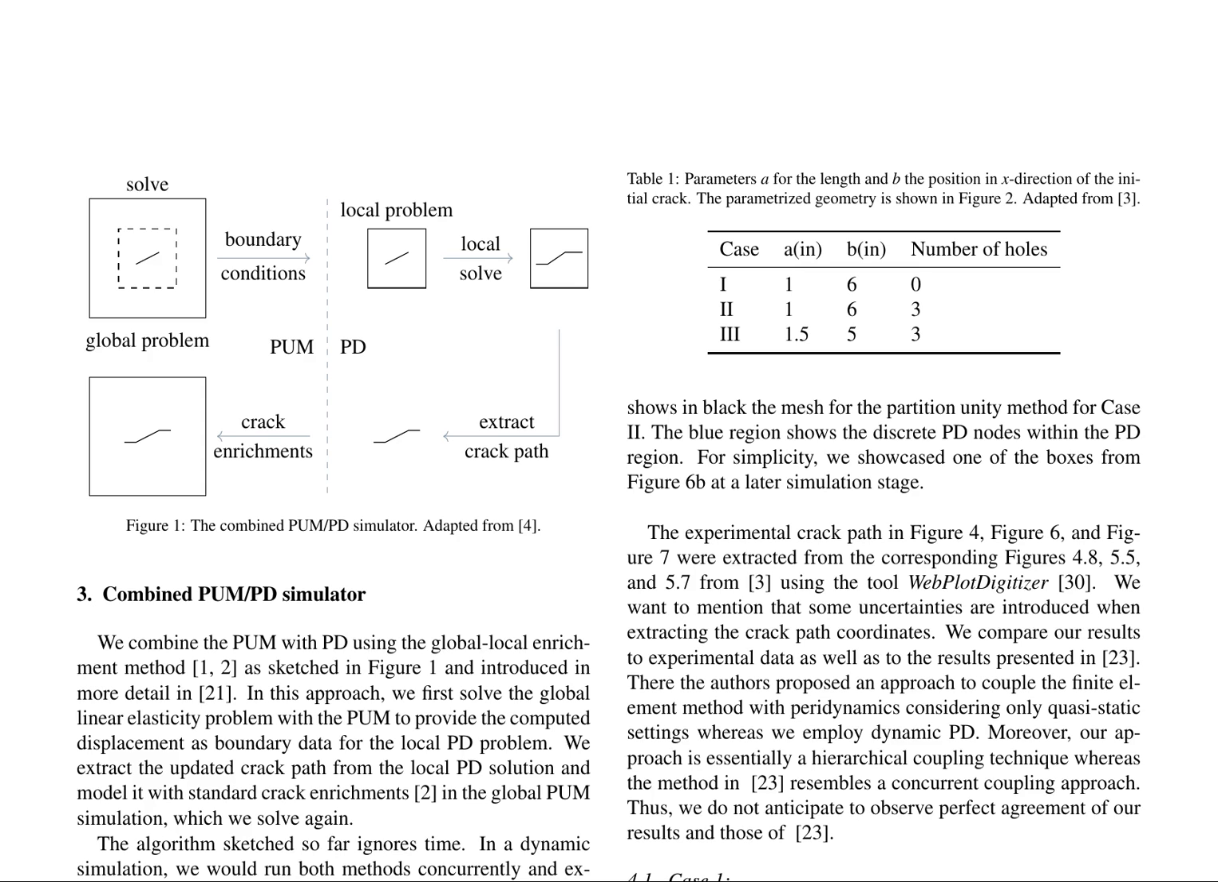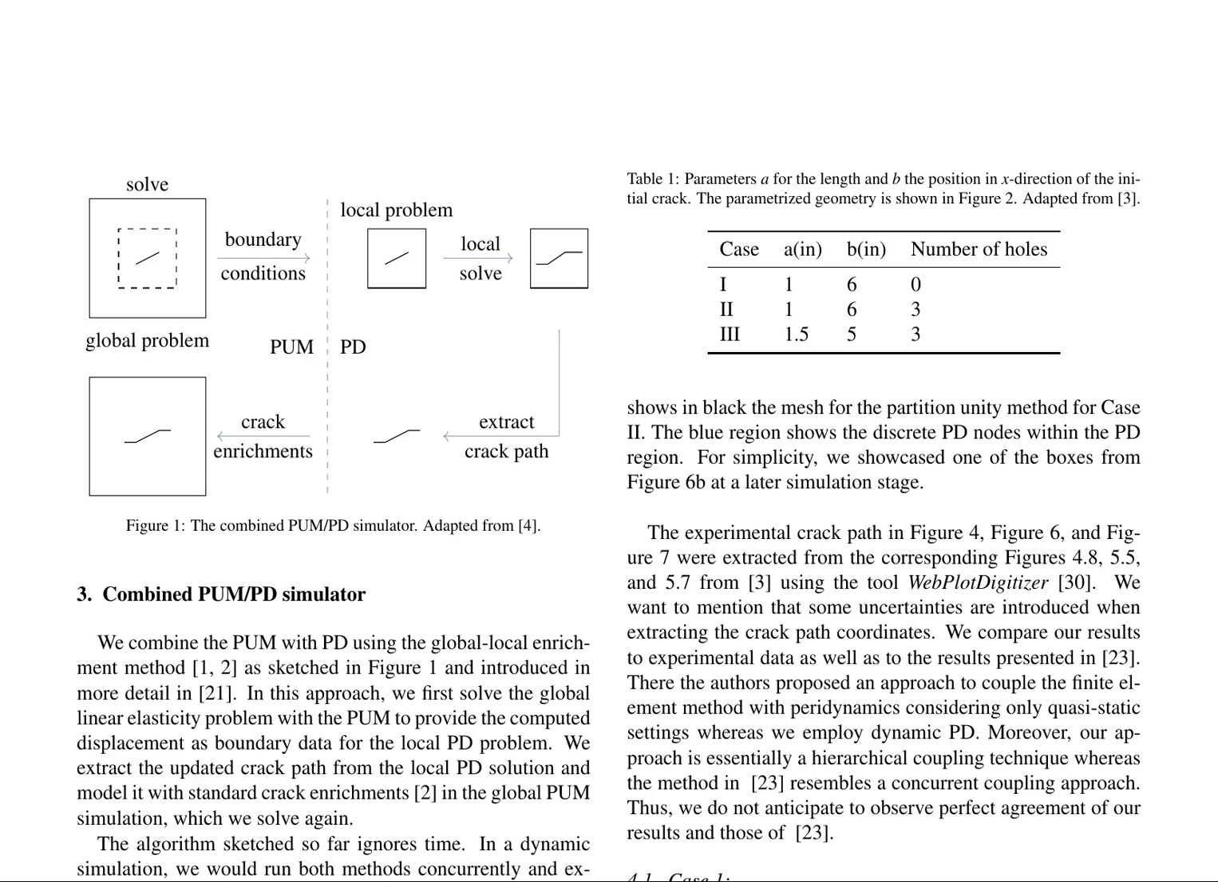The authors propose a combined PUM-PD simulator, where the global problem is solved using the partition of unity method, PUM, and the local problem is solved using peridynamics, PD. This global-local enrichment method involves solving the global linear elasticity problem with PUM to provide boundary data for the local PD problem. The updated crack path is then extracted from the local PD solution and modeled with standard crack enrichments in the global PUM simulation. In this quasi-static simulation, the authors update the boundary data and crack path at certain load steps, rather than running both methods concurrently as planned for dynamic simulations.